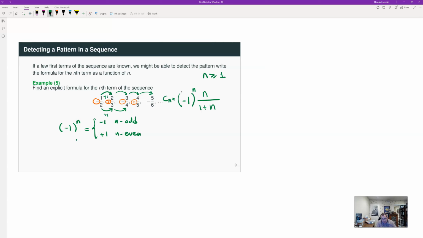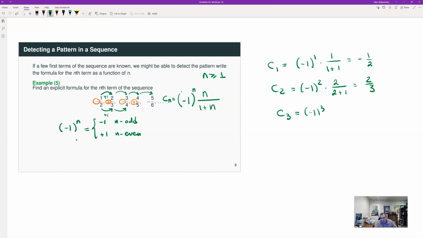So let me call it c sub n, right? And let's try to evaluate a few terms. So c1 is going to be negative 1 raised to degree 1 and multiplied by 1 divided by 1 plus 1. So that's going to be negative 1 half. How about c2? Negative 1 squared multiplied by 2 divided by 2 plus 1. That's going to be positive 2 thirds. So the first and the second term match. Let's try another one, c3. Negative 1 cubed multiplied by 3 divided by 3 plus 1. Negative 3 over 4. Match again. So looks like we've got a correct formula.